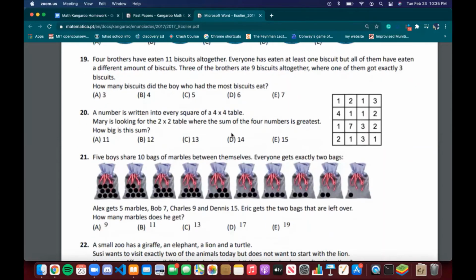Does anyone want to try number 19? If you don't want to, that's okay. You can say it in the chat if you want to, or just say out loud.